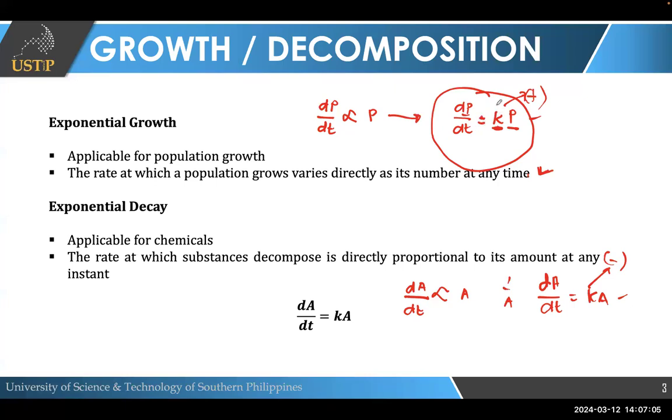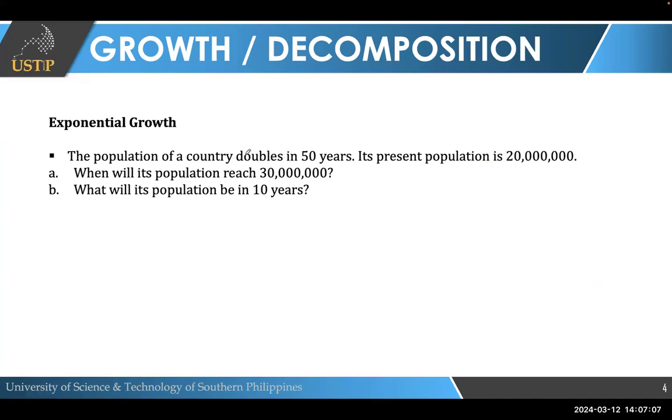Okay, so if we go to this problem, sige, this is exponential growth. I think I have two examples for this. First example: the population of a country doubles in 50 years. So, kani palandaan class, it already states nga it is growing exponentially and it is directly proportional.